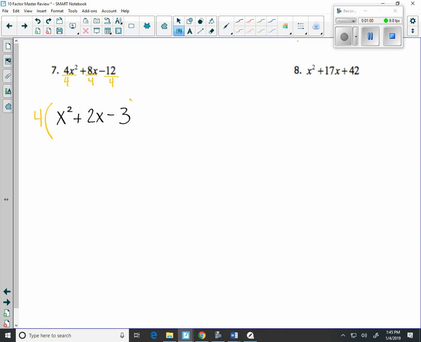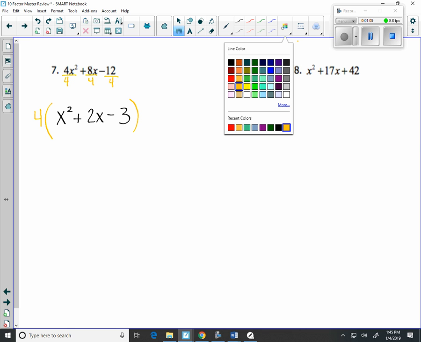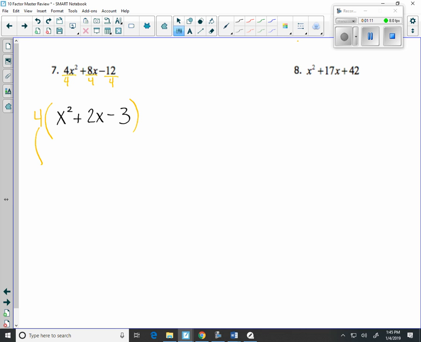So now my 4 is out front and all the numbers in my parentheses are smaller. And now this is an easier problem to deal with. The thing you want to make sure you remember is that at the very end of the problem, your answer should look like this: 4 times, x plus something, x plus something. You want to remember to bring that 4 all the way down and put it in front of your final answer. Now we're going to factor x squared plus 2x minus 3.